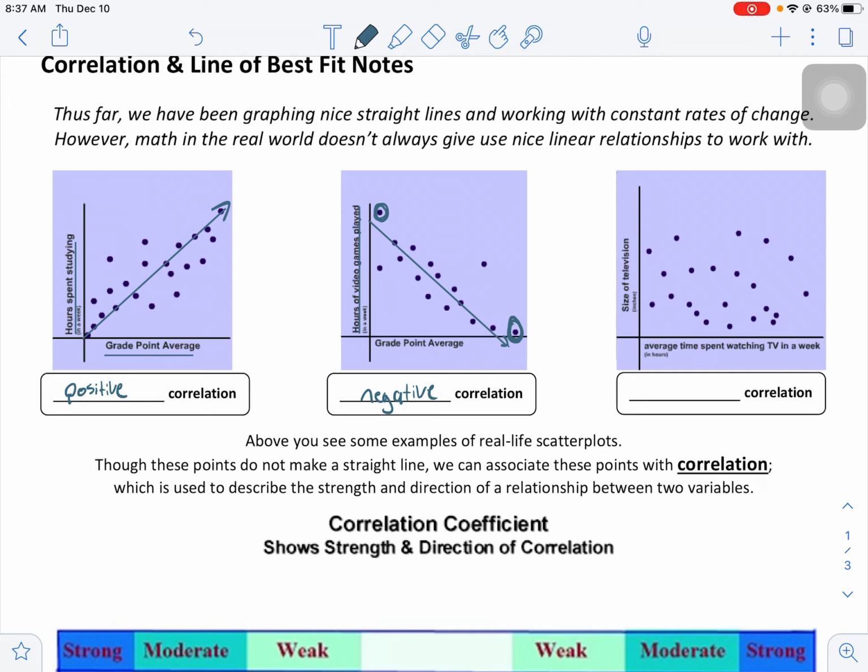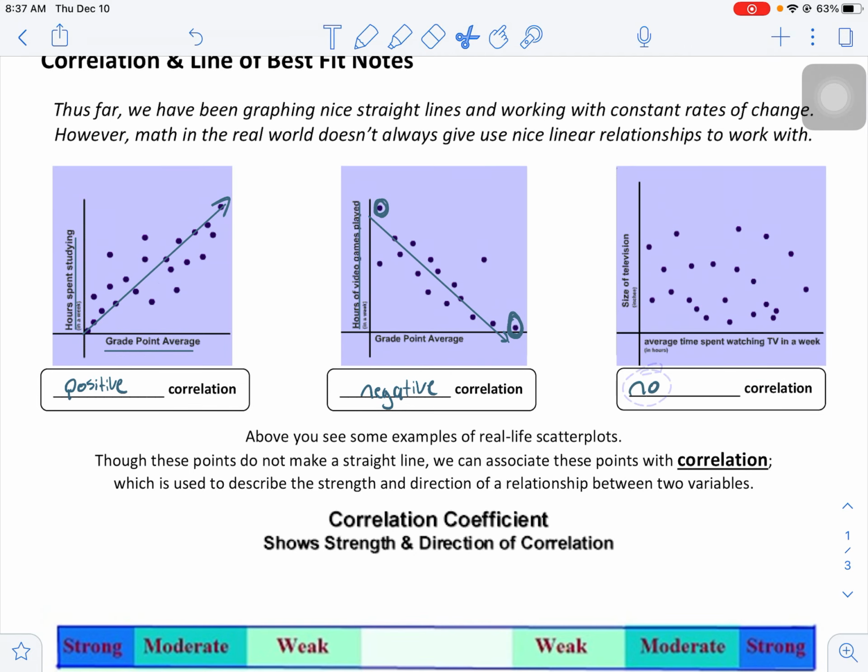So this last one says the size of our television and then the average time spent watching TV. Notice you can't really draw a line up or down through this data because it's just scattered all over the place. So we can call these a couple things. You could call it no correlation. You could call it negligible correlation. Negligible. I don't think I spelled that right. But those are the two things that we'll say if there is not a correlation. I prefer no. Easier word to spell.